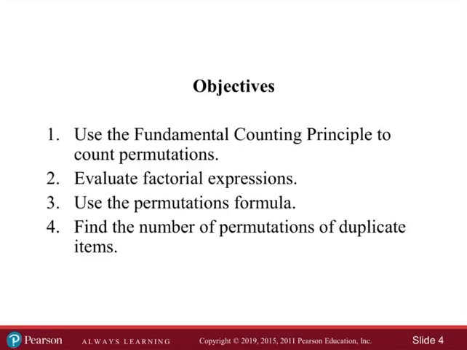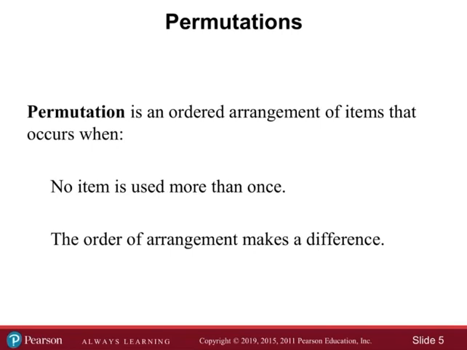A few objectives here. 1, use the fundamental counting principle to count permutations. 2, evaluate factorial expressions. 3, use the permutations formula. 4, find the number of permutations of duplicate items. Okay. So a permutation is an ordered arrangement of items that occurs when no item is used more than once, and the order of the arrangements makes a difference, right? So the main takeaway with permutations is that the order is important.